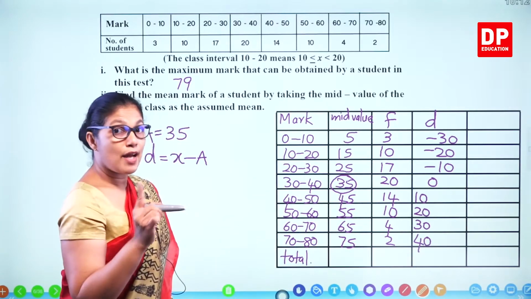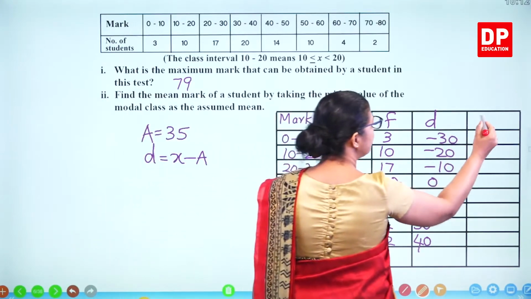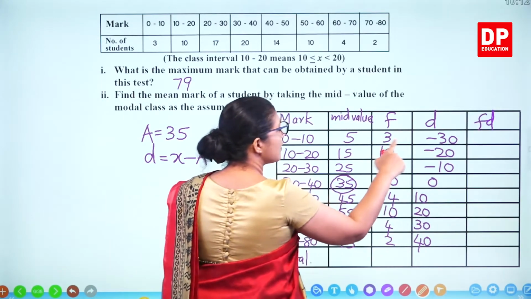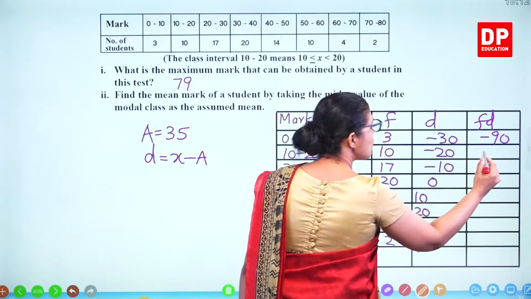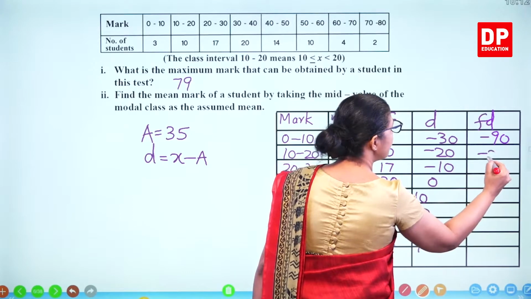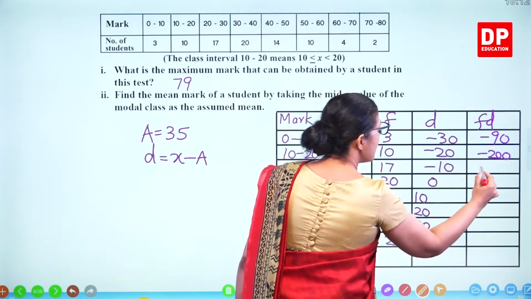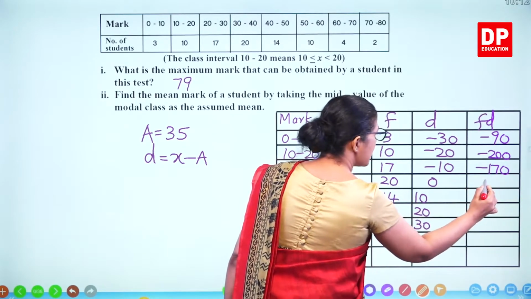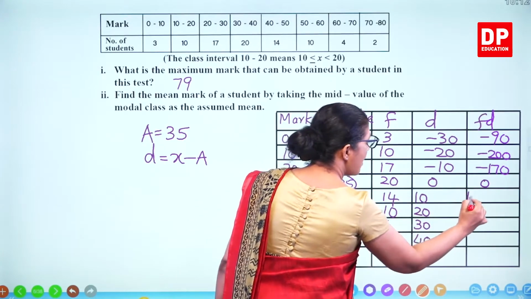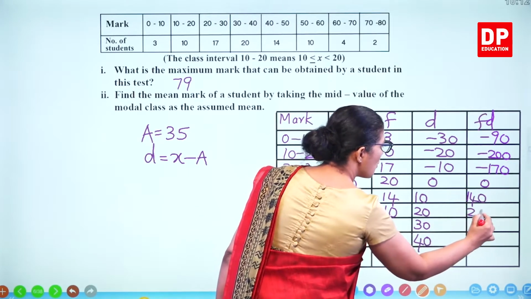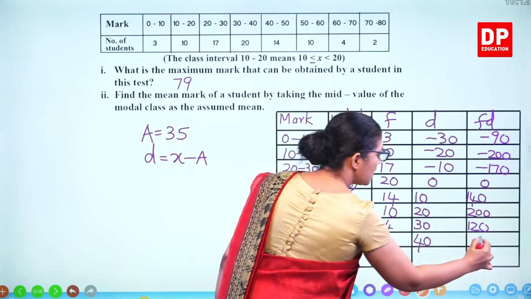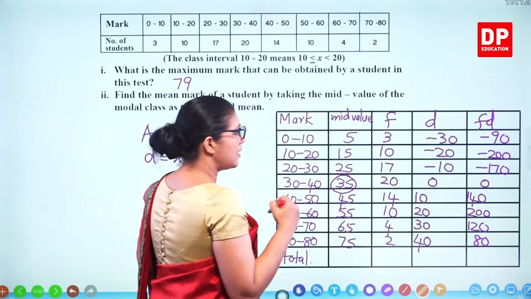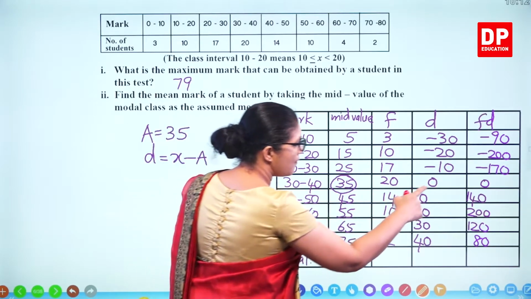Now you can find the multiplication, fd. This one minus 90. 10 times minus 20, minus 200. Here minus 170. 0. 140. 200. 120. 80. Now you can add the positive values.